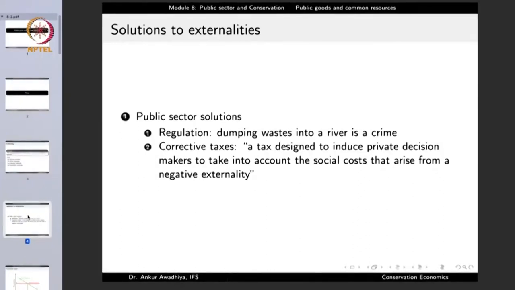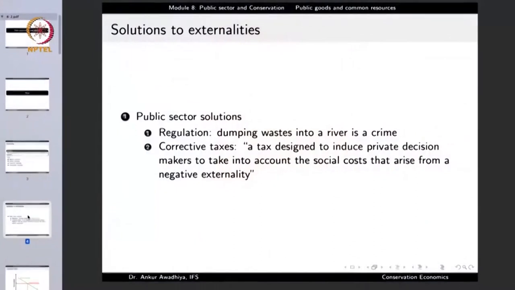Now, when you have externalities and they result in uncompensated impacts on the bystanders, how do you deal with them? So we have different options to compensate for the externalities. They include public sector solutions and private sector solutions. One solution is the use of regulation. Now, regulation means that the government says that dumping waste into a river is a crime. So if anybody is dumping the waste, then he or she is going to be jailed.